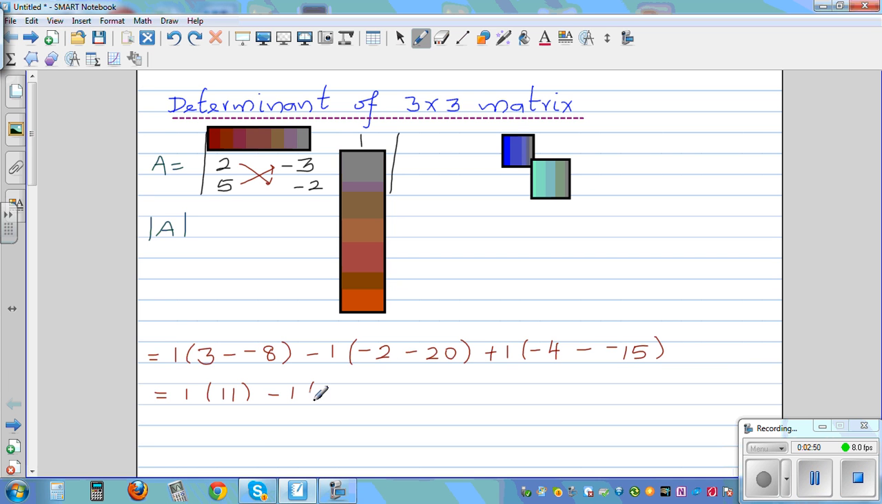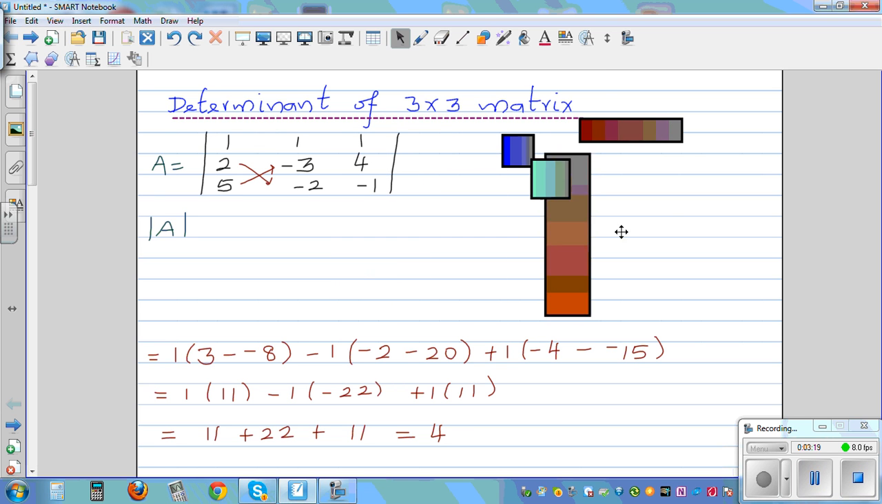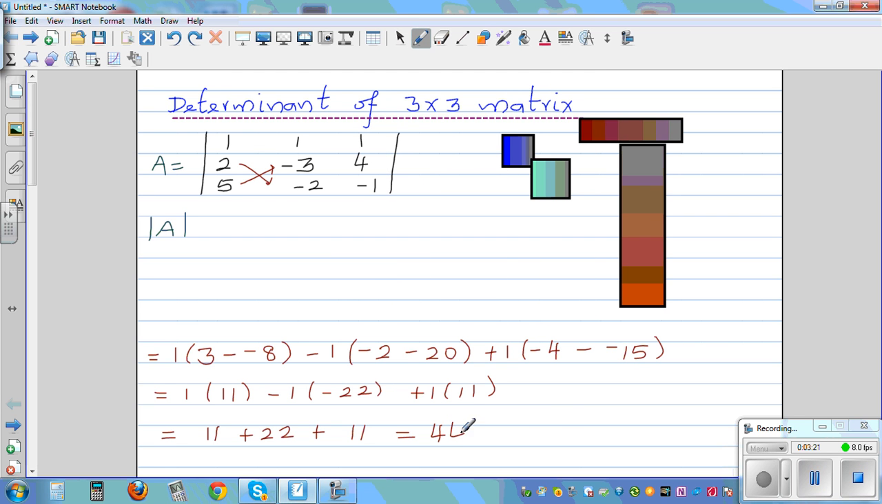Minus 1 times minus 22. Plus 1 times, so this is negative 4 plus 15 is plus 11. So this is how much? This is 11 plus 22 plus 11, which is 44. So the determinant of this 3 by 3 matrix is 44. Let me write 44. And we can also do this on a calculator.